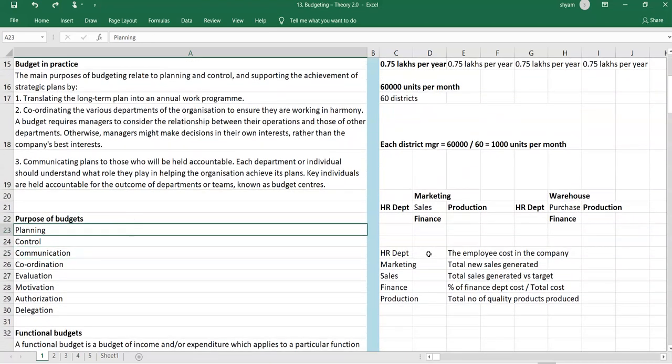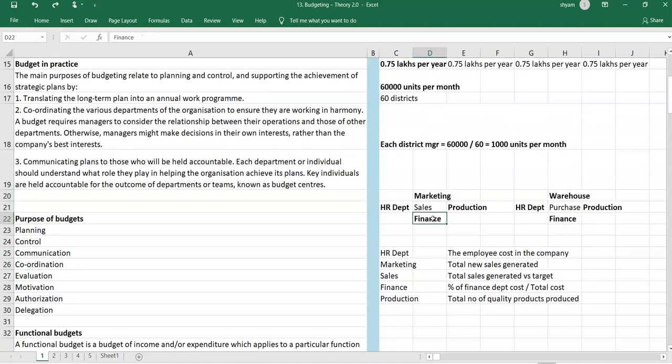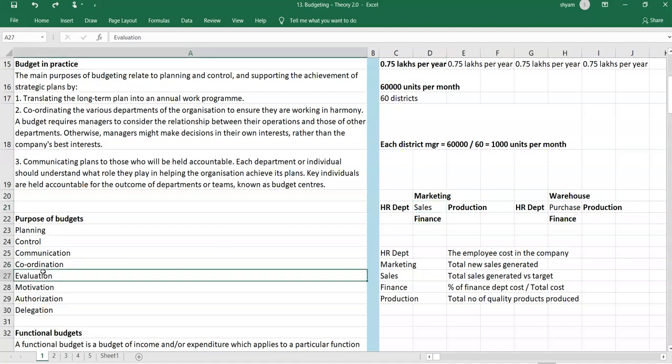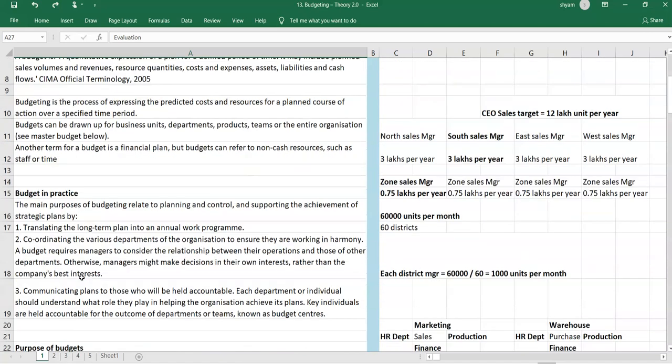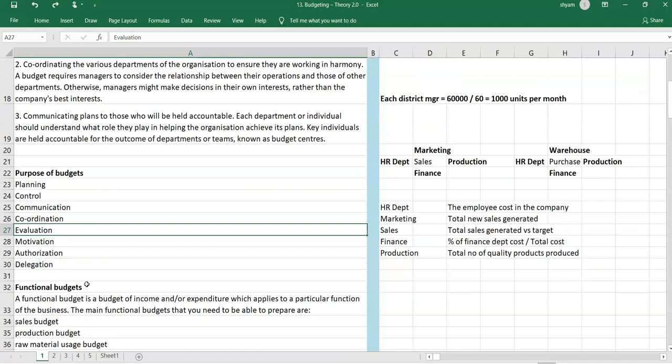Coordination is where each department coordinates with the others, so that the company overall performs well. Evaluation is about who is performing how, which manager is performing how. Budgets also work as targets, so each manager is given a target and has to go and achieve it. That's about evaluation. The next one is motivation. If we fix a target for people, it is usually very motivating for them.